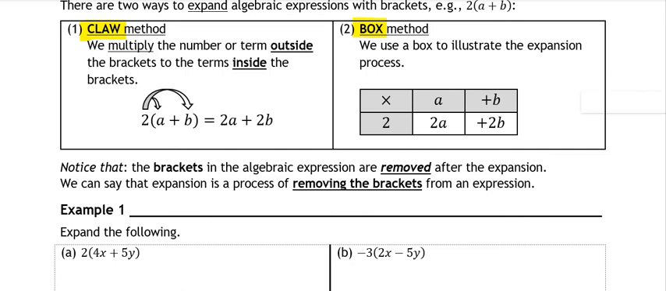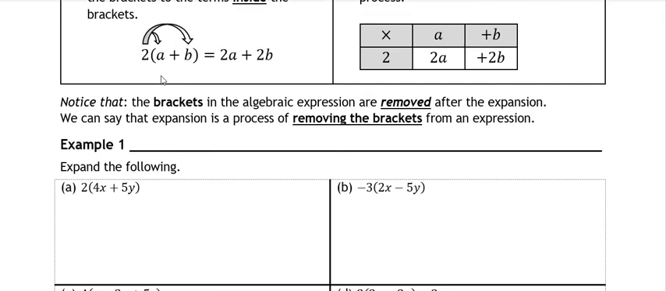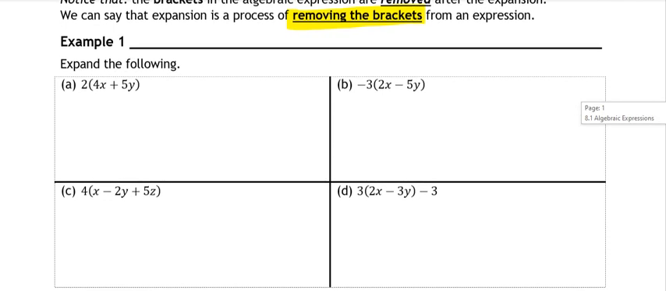Here you notice that whenever you expand an algebraic expression, from here you have brackets, but in this one, it has no brackets. So expansion is a process of removing the brackets from an expression. Okay, so let's start with example number 1.